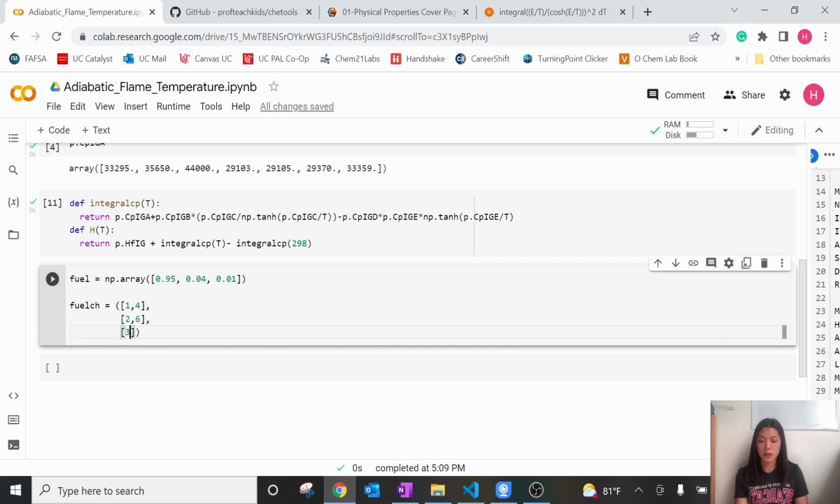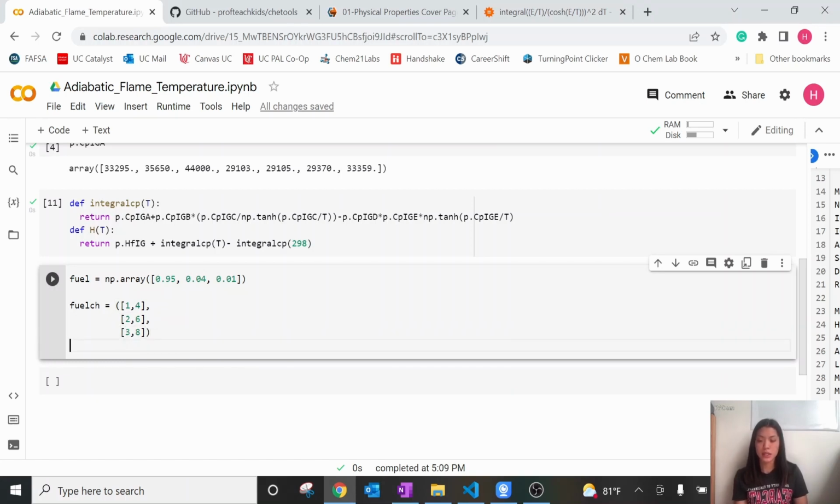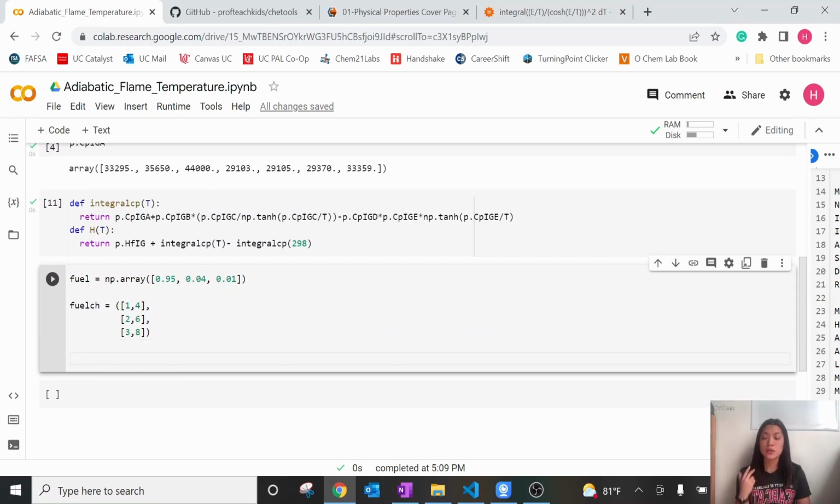And in propane, there are 3 carbons and 8 hydrogens. And so now we have two arrays, one that has the moles of each component in the fuel, and one that has the number of carbons and hydrogens per mole. And so if we multiply the two arrays together, we can get the number of carbons and hydrogens total.